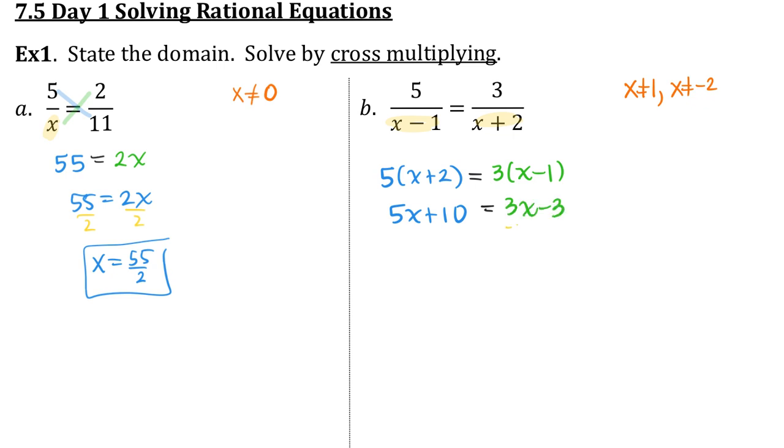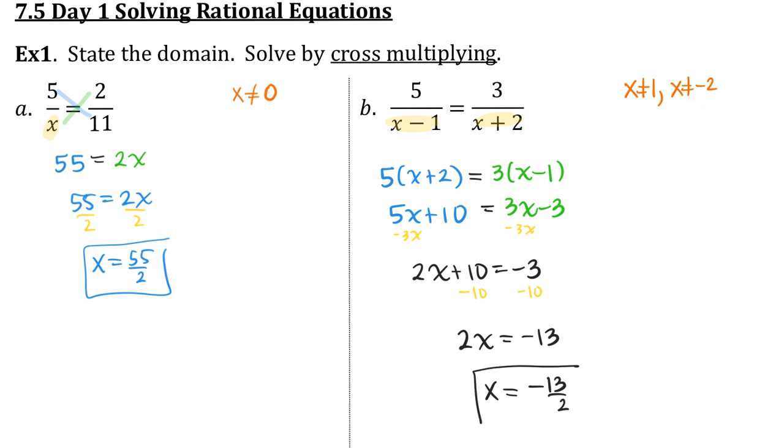What am I going to do? I'm going to subtract the 3x over. And I'm going to move the 10 over. And I'm going to divide by 2, and I get negative 13 over 2. And then I'm going to pause because this was a rational equation. Check my domain. x can't be 1, and x can't be negative 2. That's okay because I got that x equals negative 13 over 2.